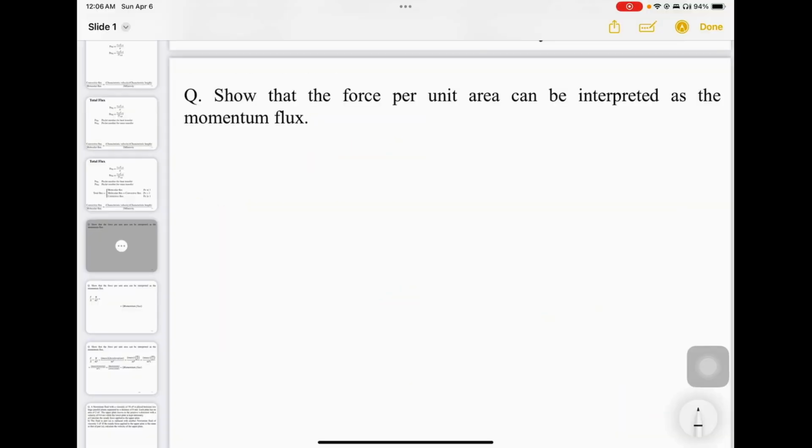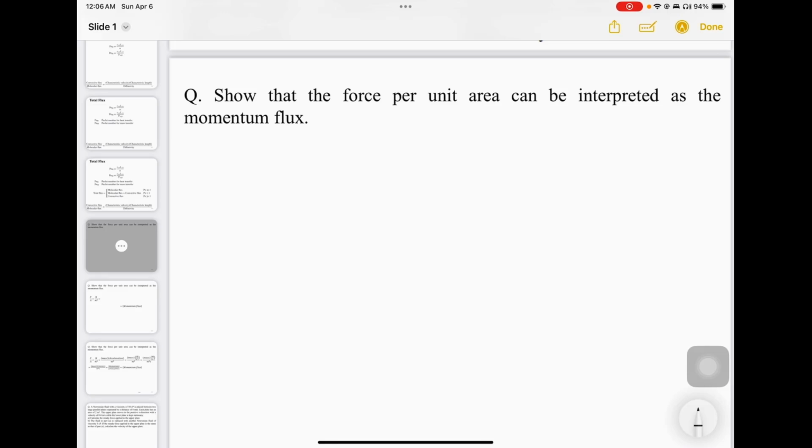Okay, now let's start with some numerical part so that we can understand in more detail the formulas and the relation between all the three laws and dimensionless numbers. Our first question is: show that the force per unit area can be interpreted as molecular flux.